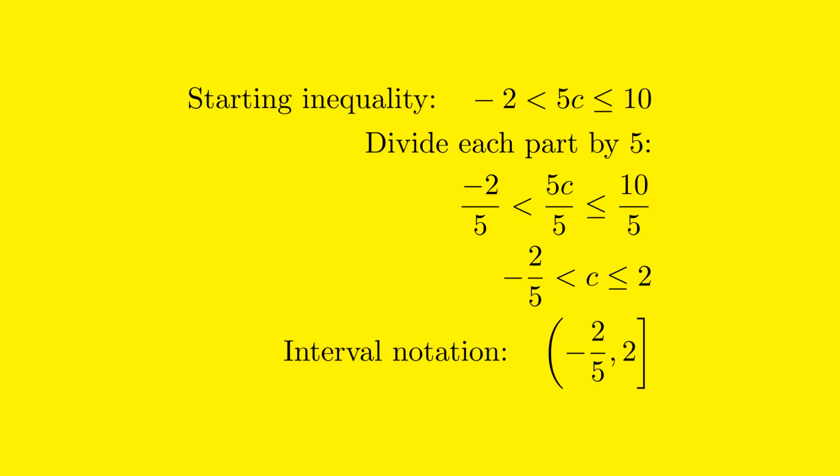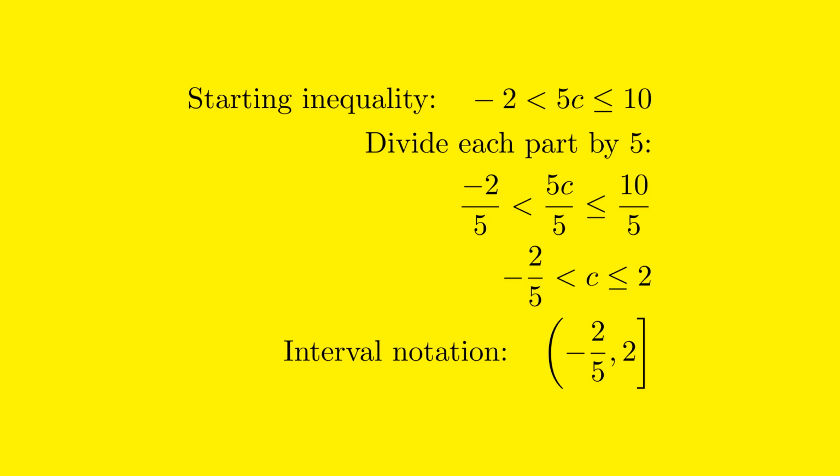Next, divide 5c by 5. The result is c. Finally, divide 10 by 5. The result is 2. Now the inequality reads minus 2/5 is less than c, which is less than or equal to 2. This means c can be any number greater than minus 2/5 but less than or equal to 2.